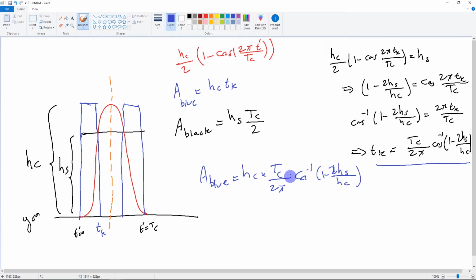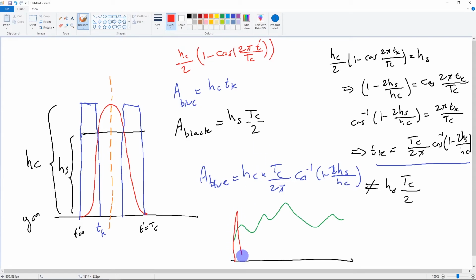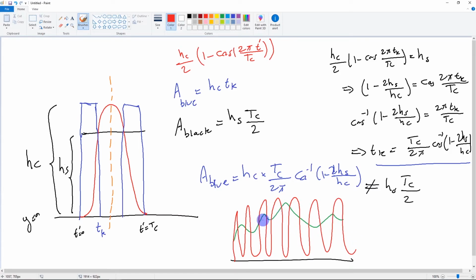And this is obviously always not equal to this area, because you can simplify this to tc divided by 2, and hs, the height of the signal, would only at one point be equal to this other equation. It will not always be true. So if we have a complicated signal going up and down, and let's say this is the reference, and we use the sine wave as the carrier signal, then at some regions maybe this integral will be equal, but at some regions these two integrals are not equal. It depends on the height of the signal and the height of the carrier signal.